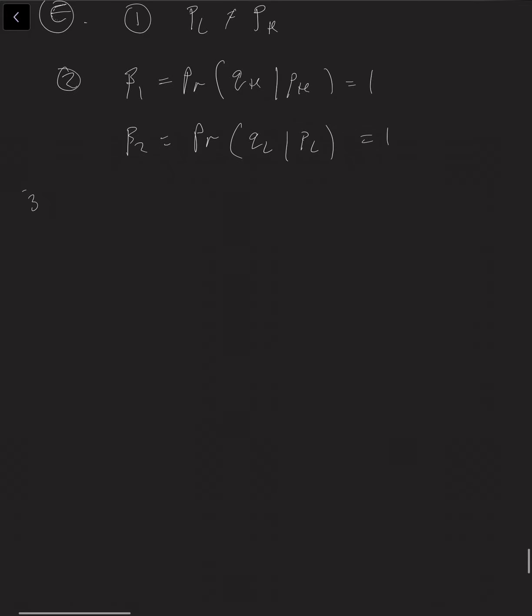The beliefs corresponding to this strategy of Monica's: let beta 1 be the probability the customer places on the flat being a high quality flat given PH has been posted, that is 1. And then beta 2 is the probability the customer places on the flat being a low quality flat given PL was posted, and that is also 1.